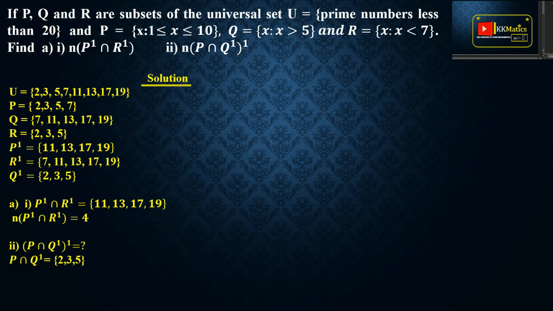The next thing for us to find is the complement of this whole set here. The complement is the elements that are not in this set but are in the universal set. Those elements are 7, 11, 13, 17, and 19, and that's what we've written there. So the next thing is we can go ahead and count the number of elements in this set, and that's 1, 2, 3, 4, 5. And so we can conclude by saying the number of elements in the complement of P intersection Q complement is equal to 5, because that's the number of elements in the set.